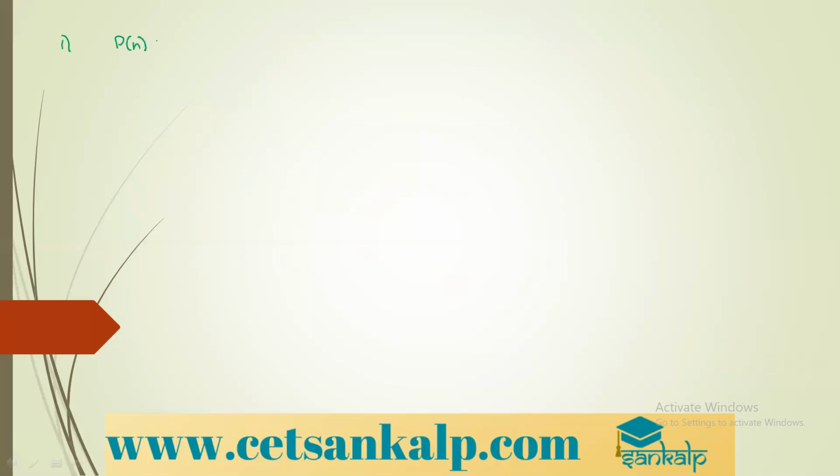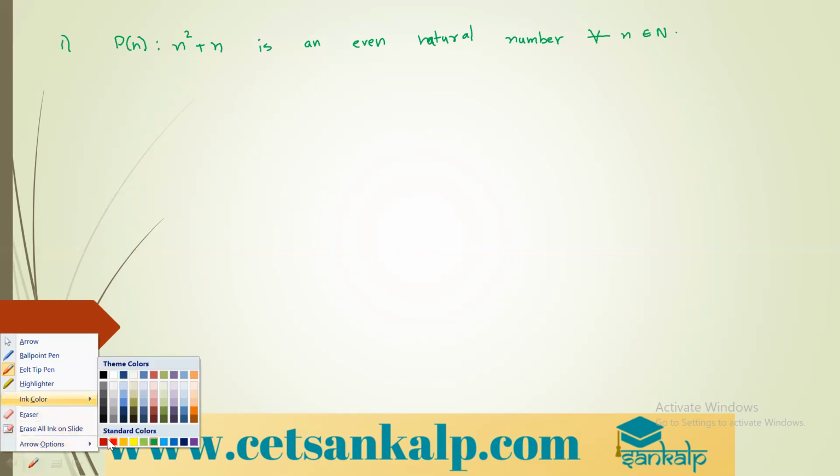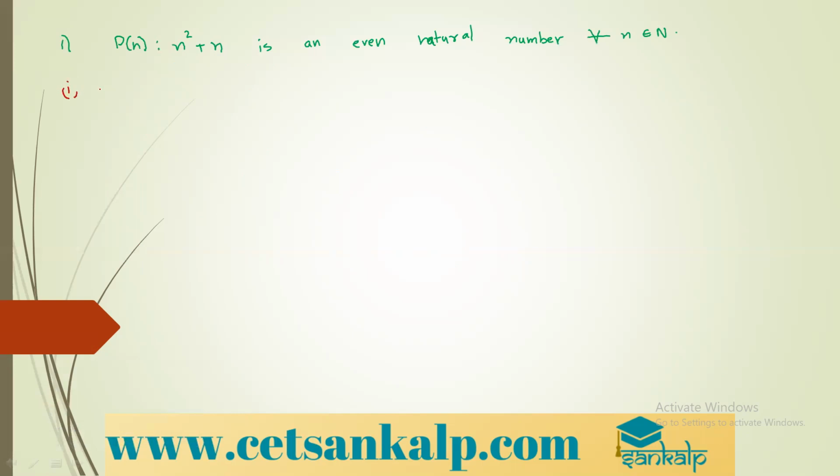First, P of n is a statement: n square plus n is an even natural number for all n belonging to the set of natural numbers. This is the statement. So in PU, what did you do? I will do according to that. First, I'll put n equal to 1. So P of 1: 1 square plus 1, that is 2. Yes, I got 2, an even natural number. That means I am keeping my eyes open and I'm saying P of 1 is true.